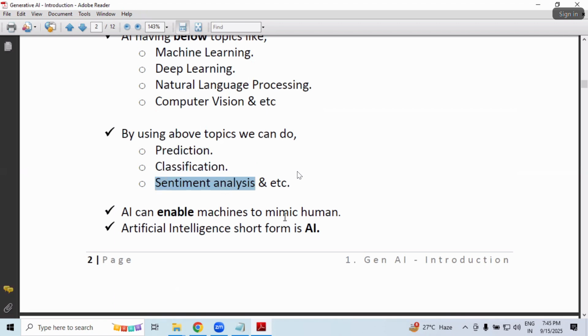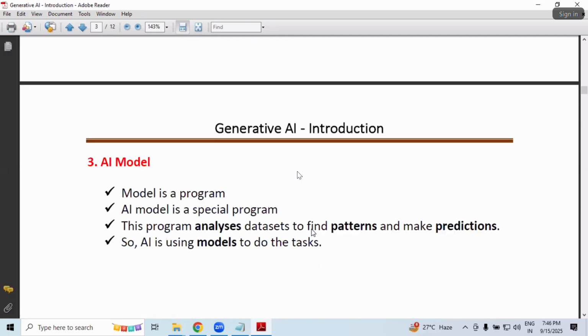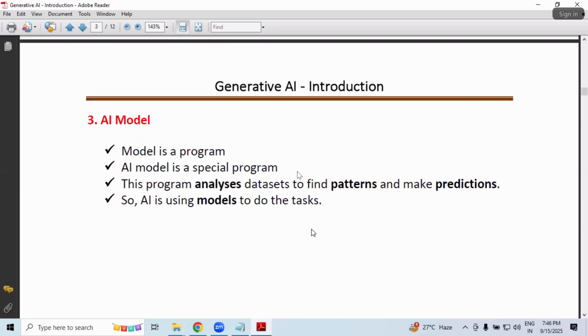AI can enable machines to mimic humans. Indirectly, almost all industries are focusing on this: let us train a computer, and a computer can do the task, right? So AI enables machines to mimic and think like a human. Artificial intelligence, what is the short form, Sarji? AI. Move on to the next one. When I say AI, there is only one topic in the backend model. What is that? Good accuracy, less error. Am I right or not, sir? Good accuracy. Next one, less error.